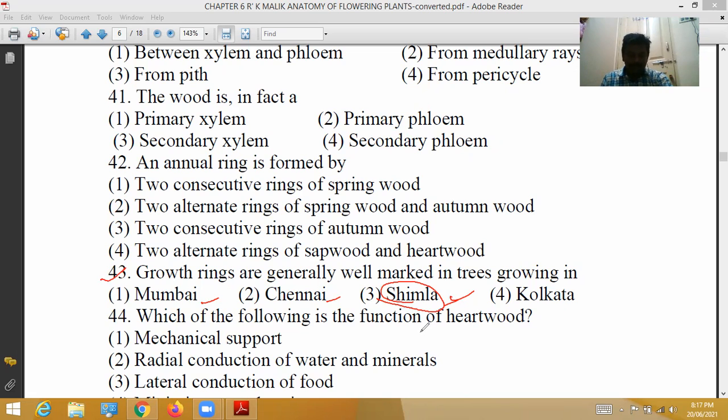While in the rest three places, Chennai, Mumbai and Calcutta, the temperature remains almost the same throughout the year, that is, hot and humid, thus producing homoxylous wood. That's why growth rings are generally well marked in trees growing in the Shimla region. So for the 43rd question, the correct option is 3.